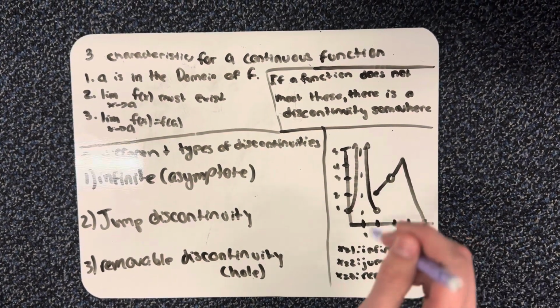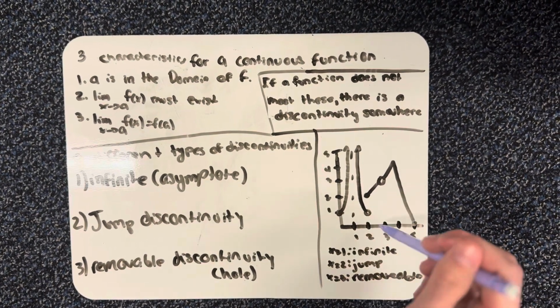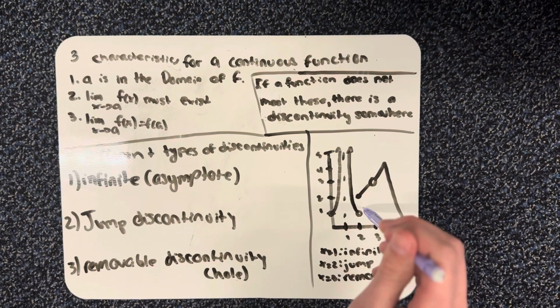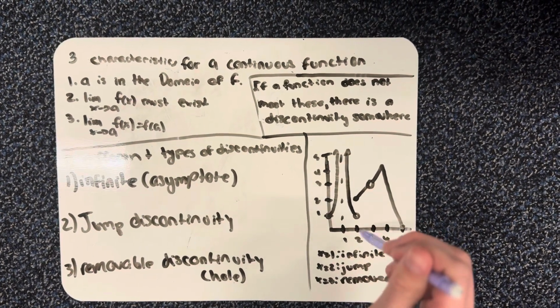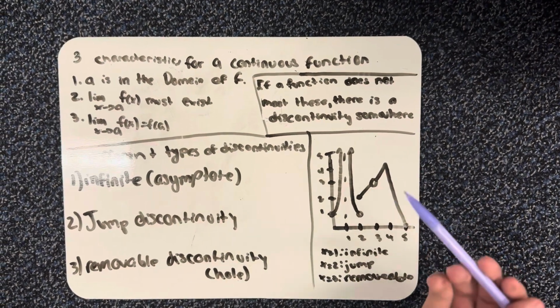X equals 1 is infinite, it's this asymptote right here. As these approach this, it never reaches it. X equals 2 is a jump discontinuity, where you can see they jump to a different y value at the same x value. And x equals 3 would be a removable discontinuity, it's just a hole.